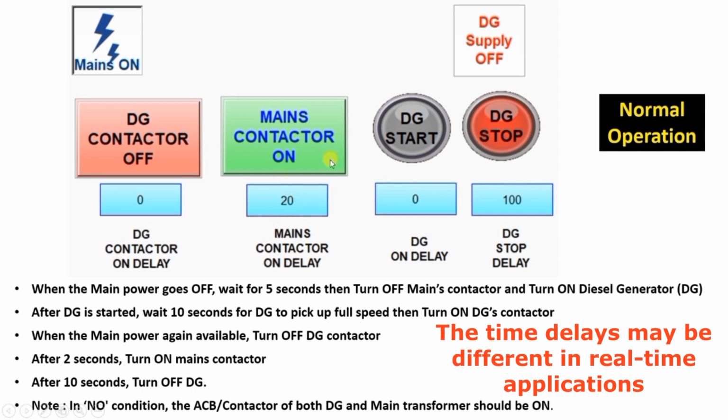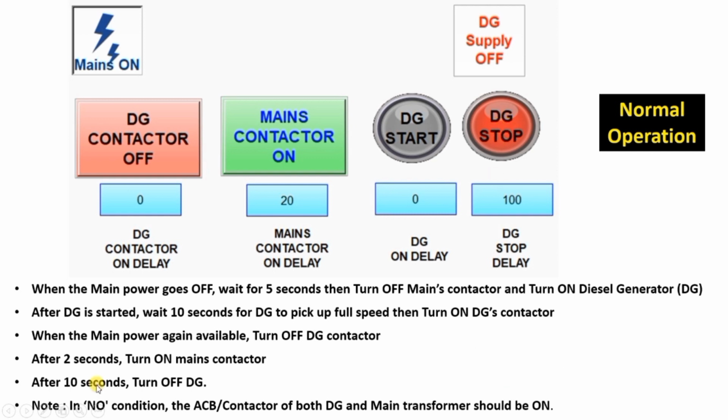And 10 seconds from the starting of main contactor, we will turn off DG. So here you can see after the 10 seconds, 100 means 10 seconds over here. So this is the timer to turn off DG. After the 10 seconds, it will give stop command to DG, and you can see DG is in stop condition. Here we have to note that in any condition, both mains and DG contactor should not remain on.